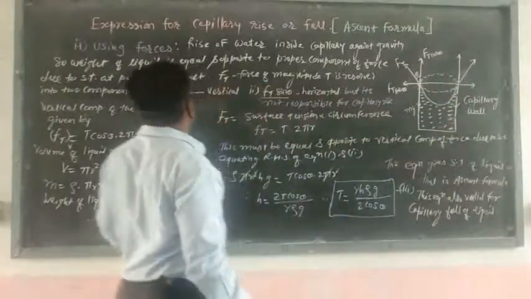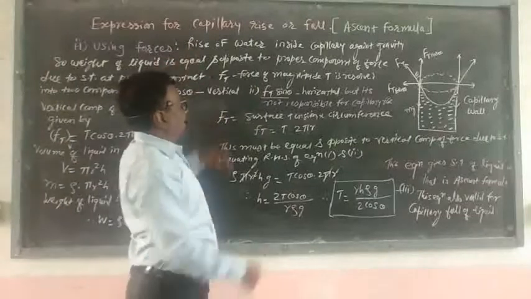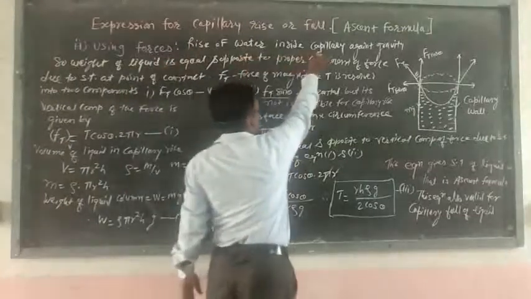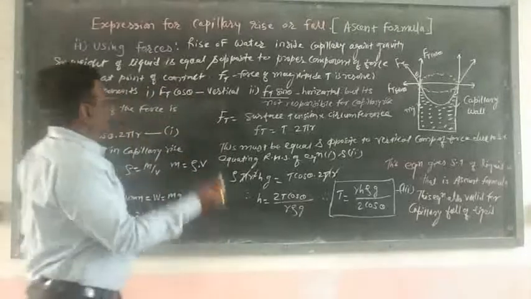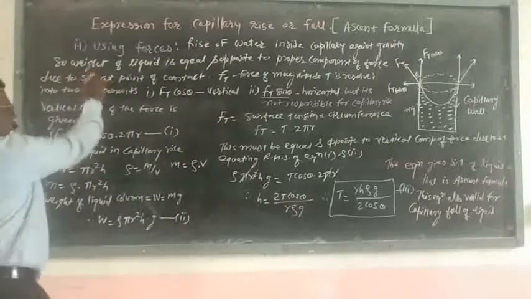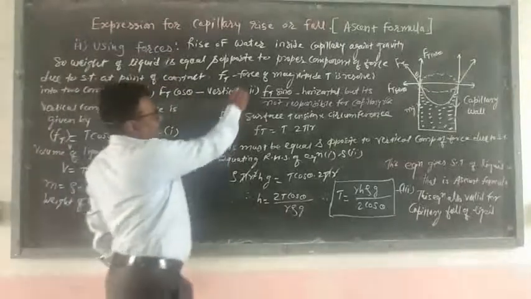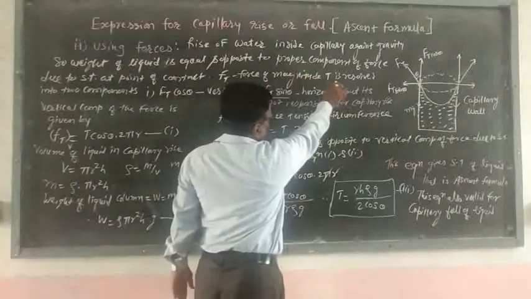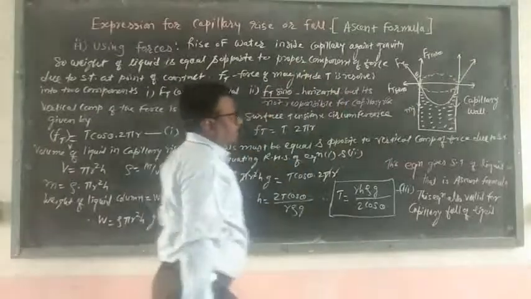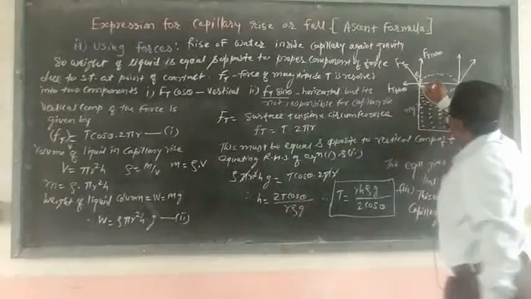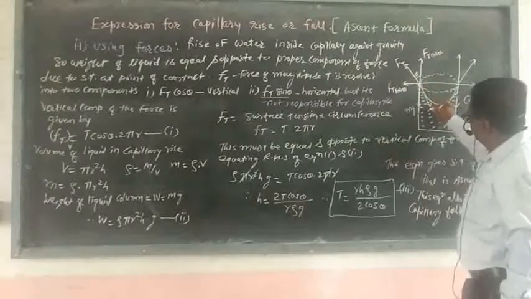Then we write the rise of water inside a capillary against gravity. So the weight of the liquid is equal and opposite to the upward component of forces. So we draw, this is a tangent.